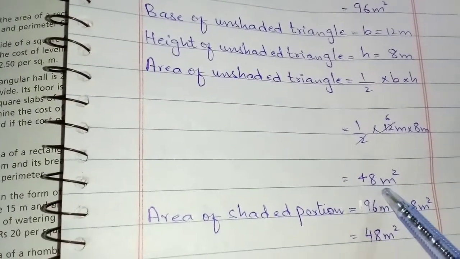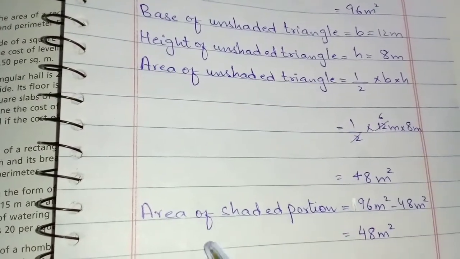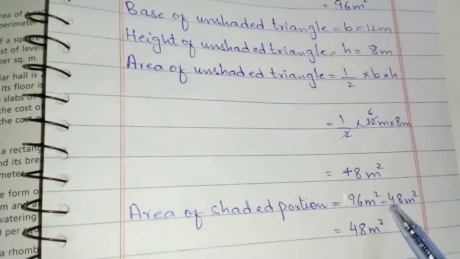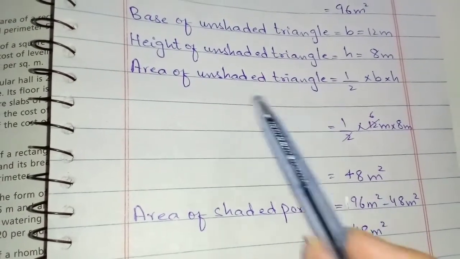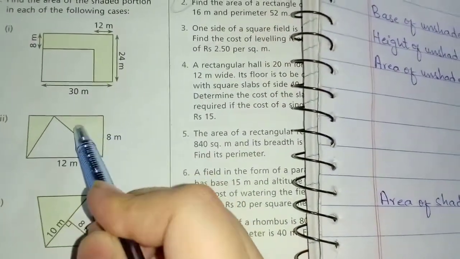Now we have to subtract the area of the triangle from the area of the rectangle. So area of shaded portion is equal to 96 meter square, the area of the rectangle, minus 48, the area of the unshaded triangle. So we get the answer 48 meter square is the area of this shaded part.